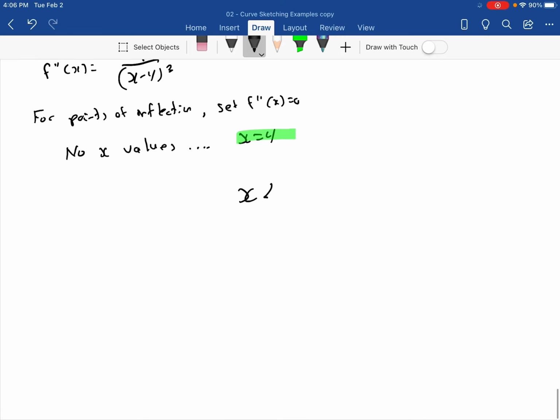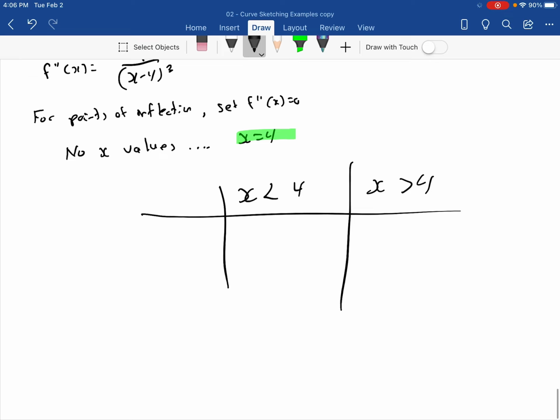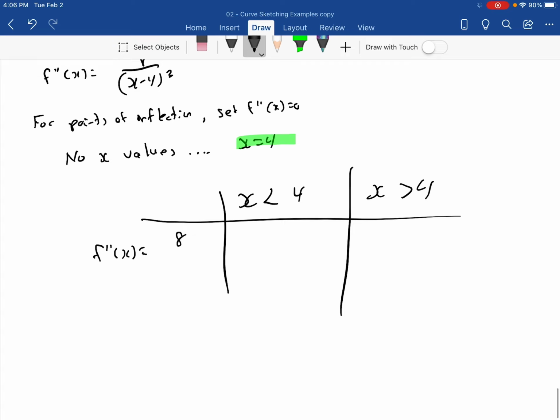I just need x less than 4 and x greater than 4, and I only have to worry about f double prime at x equals 8 over (x minus 4) cubed. So for less than 4, I'm going to use 0 as my value. That's x less than 4. When I put that into the double derivative, I get positive over negative, because 0 minus 4 is negative, and when I cube it, I still get a negative. So this is negative.